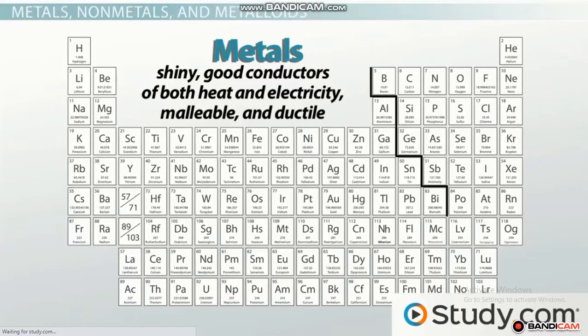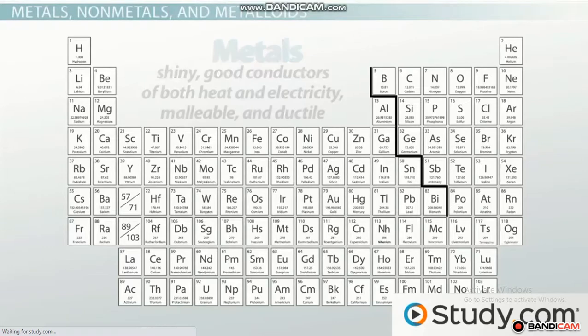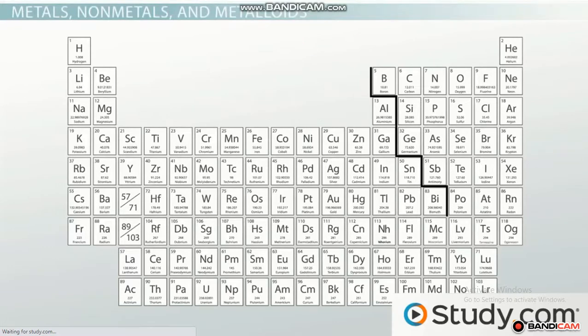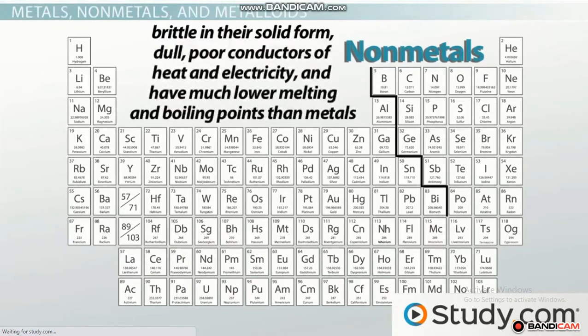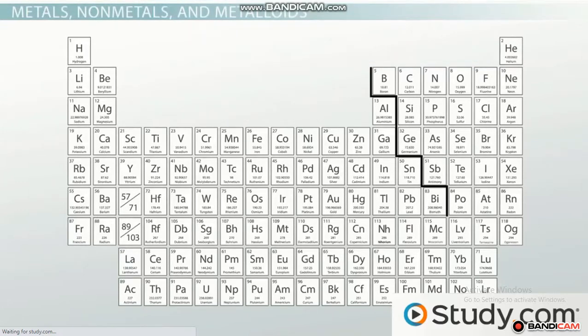Most of the elements on the periodic table are metals. Elements to the right of the line are called nonmetals. Nonmetals are brittle in their solid form, dull, poor conductors of heat and electricity, and have much lower melting and boiling points than metals, which is why many of them are gases at room temperature. Some elements have properties of metals and nonmetals. These elements are called metalloids, and they are found on the staircase line.